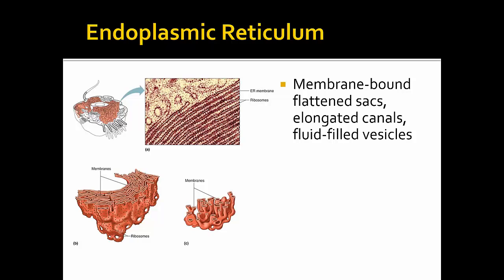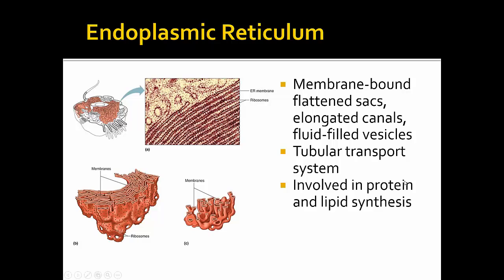And since we're talking about ribosomes, we have to talk about the endoplasmic reticulum. There's the rough endoplasmic reticulum, which has the ribosomes I just showed you. There's also a smooth endoplasmic reticulum, which does not have ribosomes on it. The structure of the endoplasmic reticulum is membrane-bound, flattened sacs, elongated canals, and fluid-filled vesicles. It serves as a tubular transport system, widespread throughout the cytoplasm, and can send molecules to different places in the cell through its tubes. Parts of the endoplasmic reticulum are interconnected, and they also interact with the cell membrane, the nuclear envelope, and lots of other organelles.